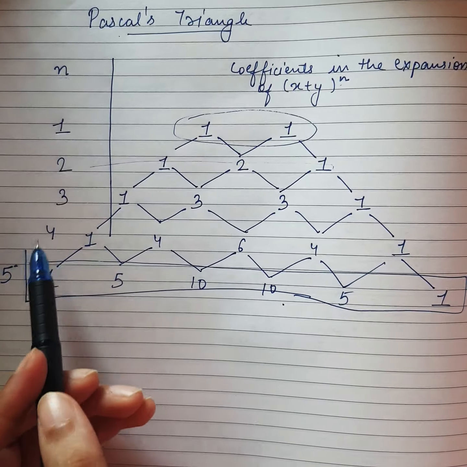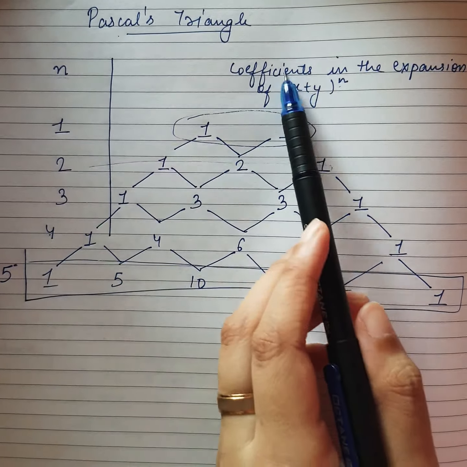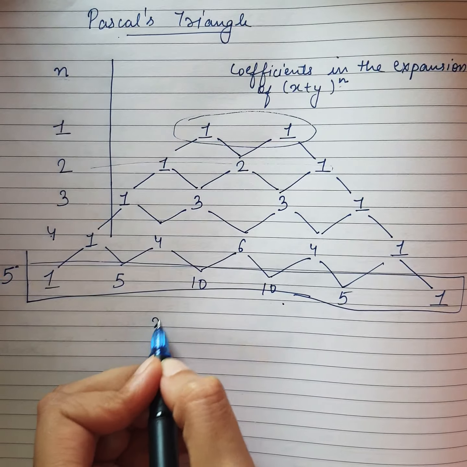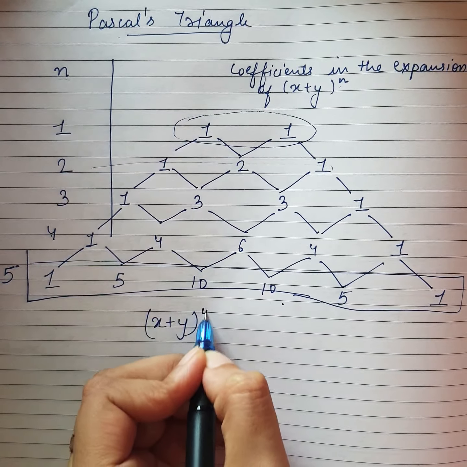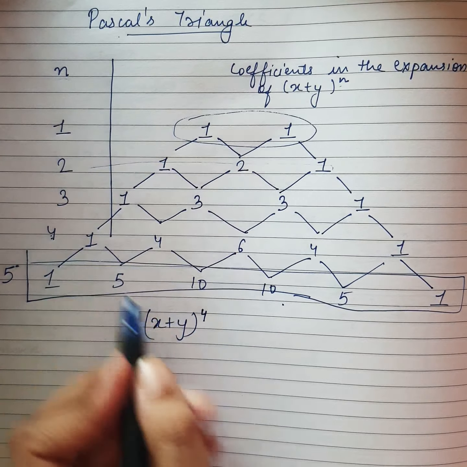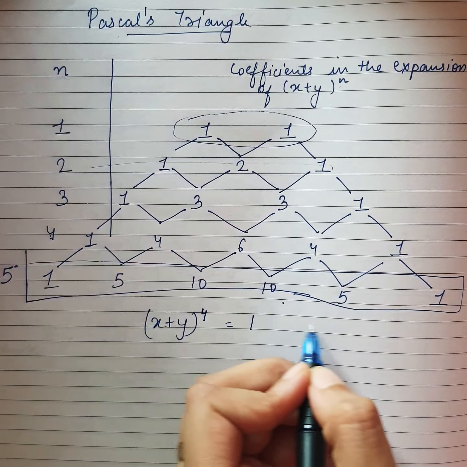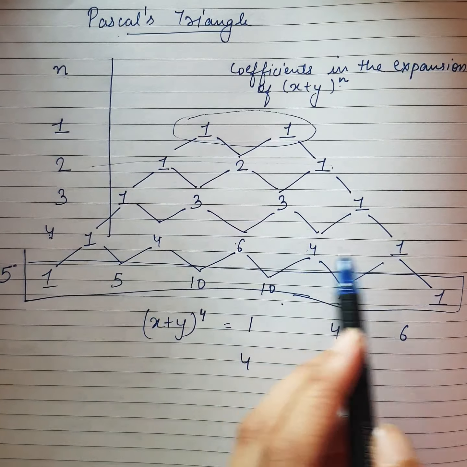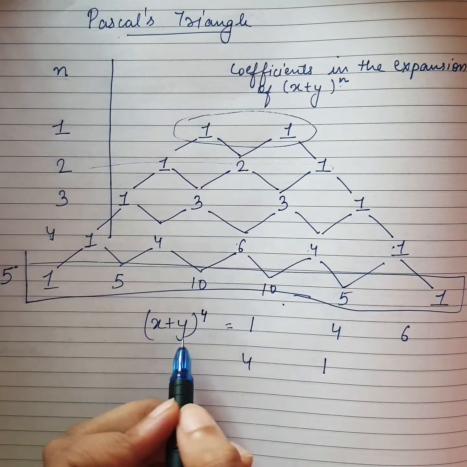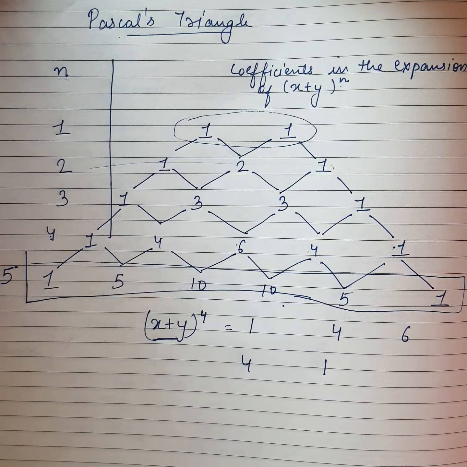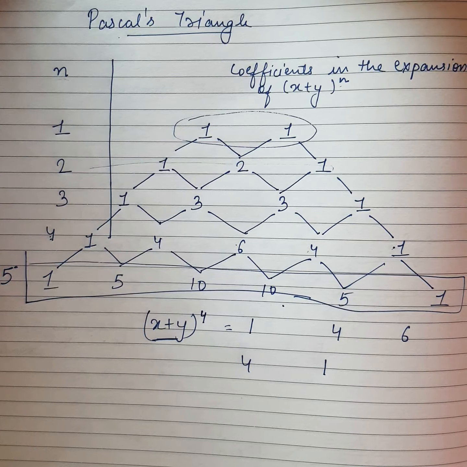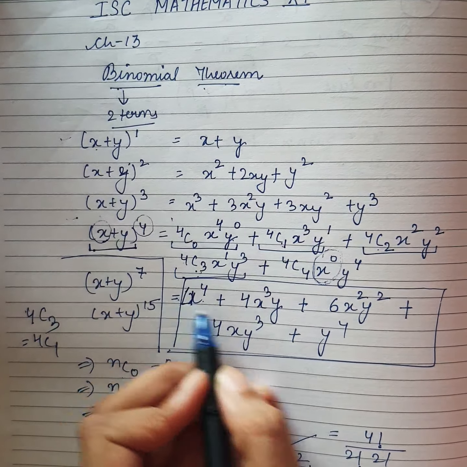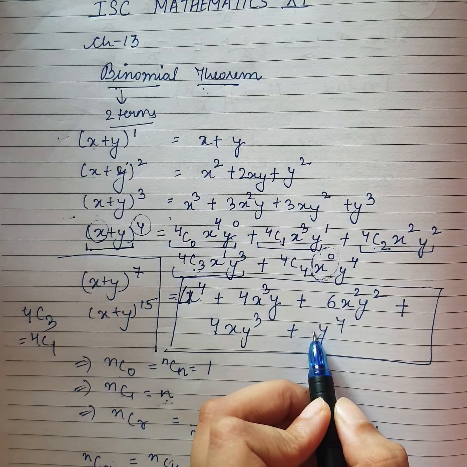Now let's see, when n is 4, the coefficients in the expansion of x plus y to the power 4 will be 1 4 6 4 1. Let's check, we have just solved this expansion. Look at this. This is 1 when nothing is written, 1 4 6 4 1.